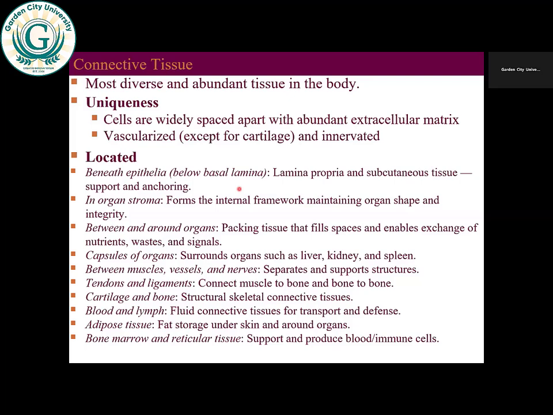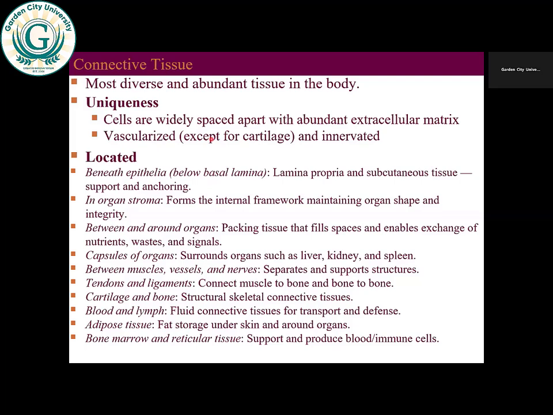Now, when we look at epithelium, we said that in epithelia the cells are closely packed and they are avascular, but innervated. Now, in connective tissues, the cells are widely spaced apart with abundant extracellular matrix. Another thing is that connective tissues are vascularized, except of course the cartilage. Okay, so that is the uniqueness about connective tissue when you compare it to epithelium.